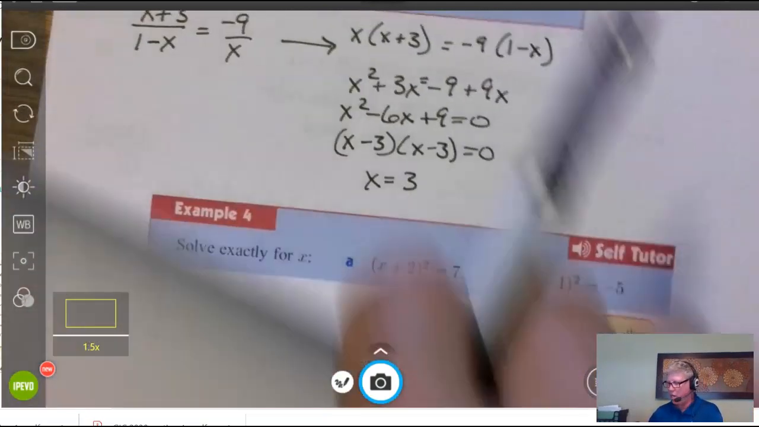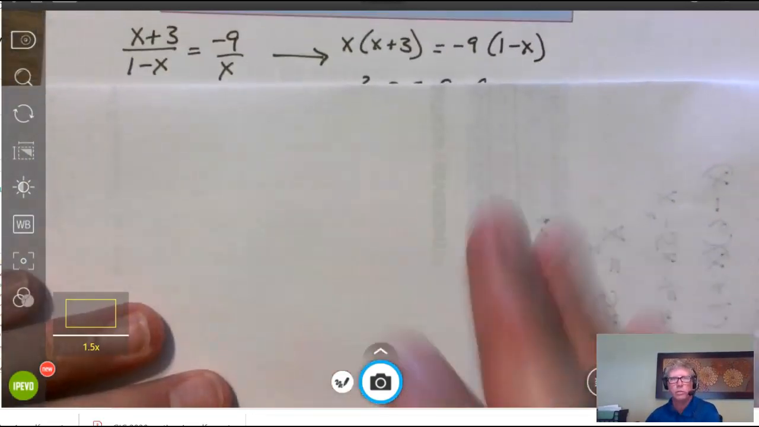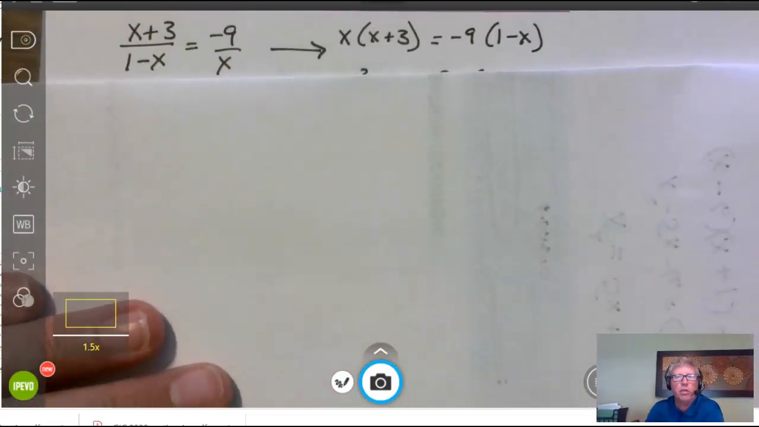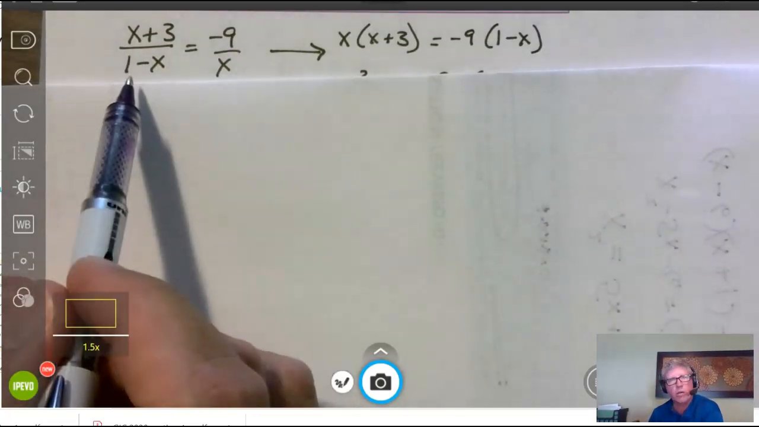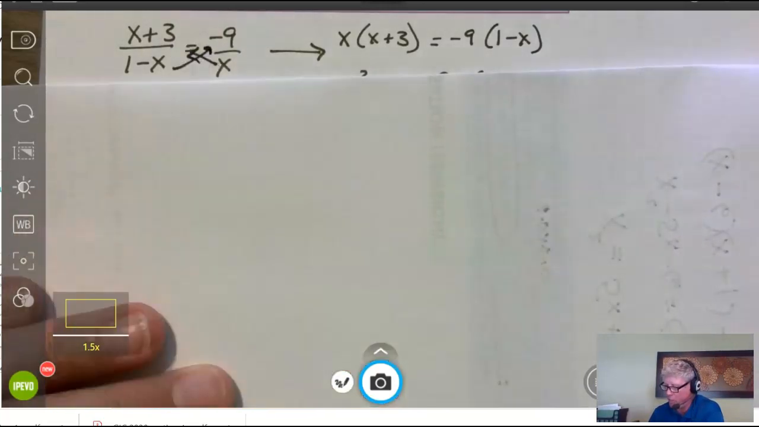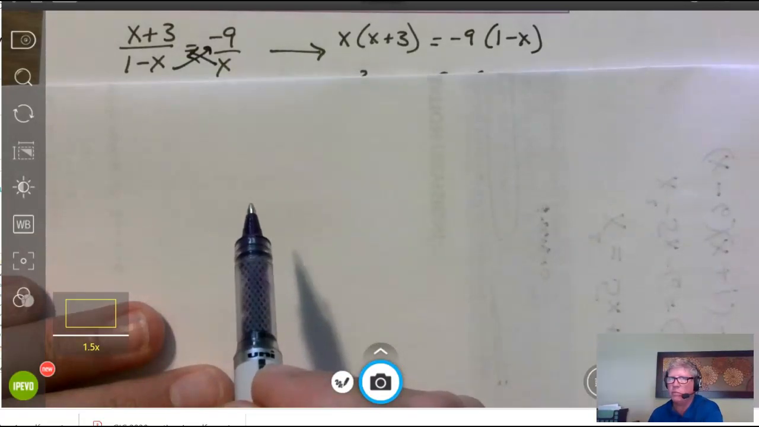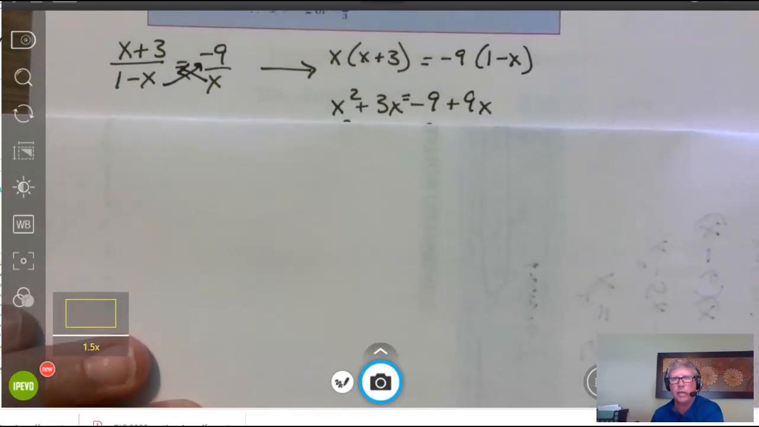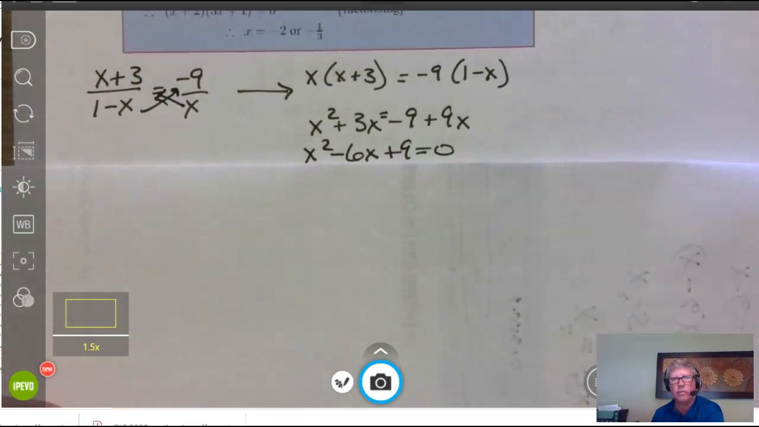Hey, don't be scared if a problem doesn't look like it's supposed to. So here's the problem. There's no x squared there, Mr. Sayre. It must be in the wrong situation. Well, if you've got a fraction, then we can cross multiply. So I'm going to multiply this x over here and this 1 minus x over here, and that's what I end up with. And lo and behold, you're not going to believe it, we get a quadratic. Okay, get everything equal to 0, and once again you're off to the races.